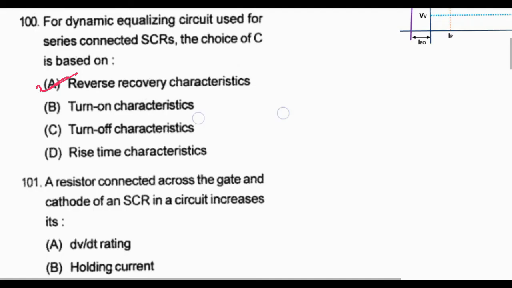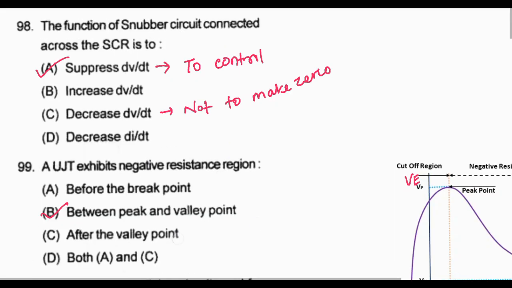Next question is question number 98. The function of snubber circuit connected across the SCR is to suppress dV by dt. Option A, suppress dV by dt, option B, increase dV by dt, option C, decrease dV by dt, and option D, decrease di by dt.